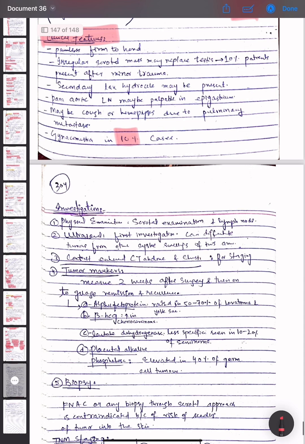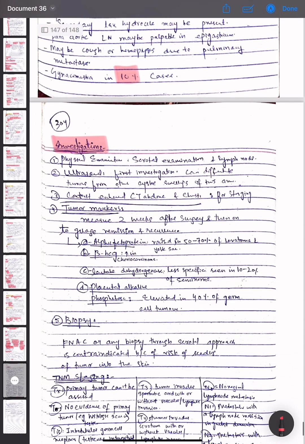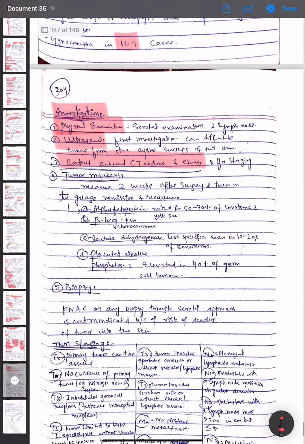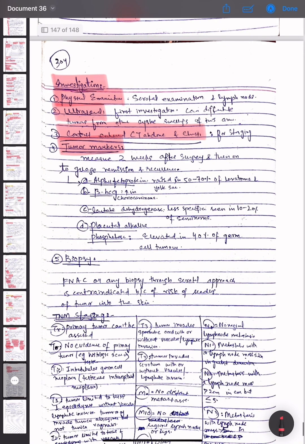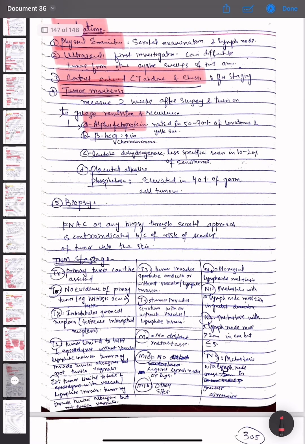The investigation options are physical examination, that is scrotal examination and lymph nodes. The ultrasound, that is the first investigation, can differentiate tumors from other cystic swellings of the scrotum. Then contrast CT of abdomen and chest for staging, and tumor markers measured 2 weeks after surgery to gauge remission and recurrence. The tumor markers are alpha fetoprotein, which is raised in 50 to 70% of teratoma and yolk sac tumors, beta HCG, lactate dehydrogenase, and placental alkaline phosphatase. Then the biopsy is done.